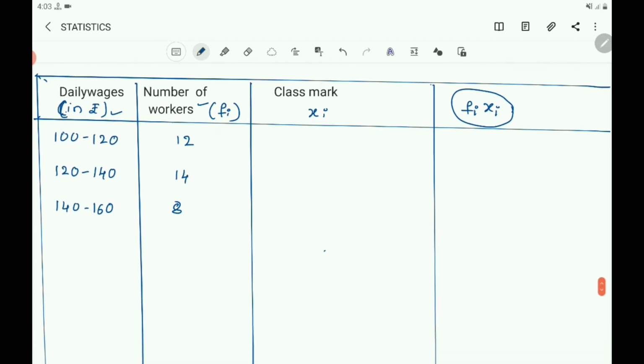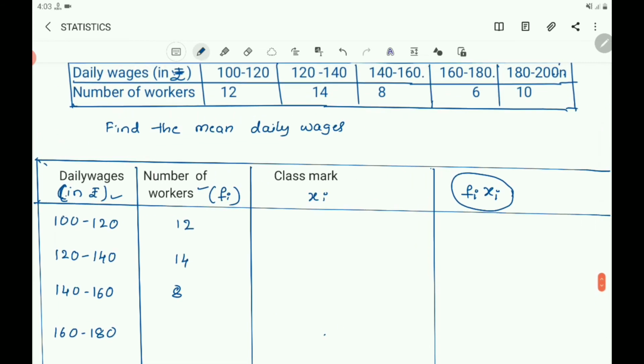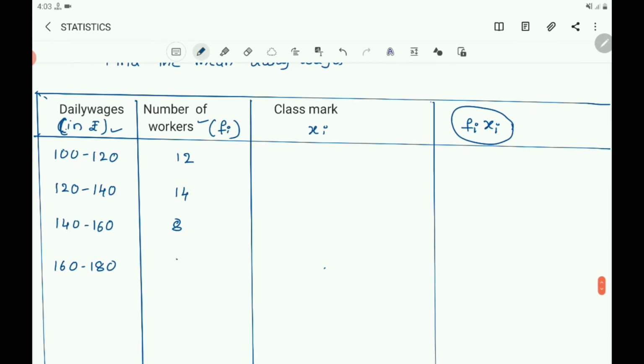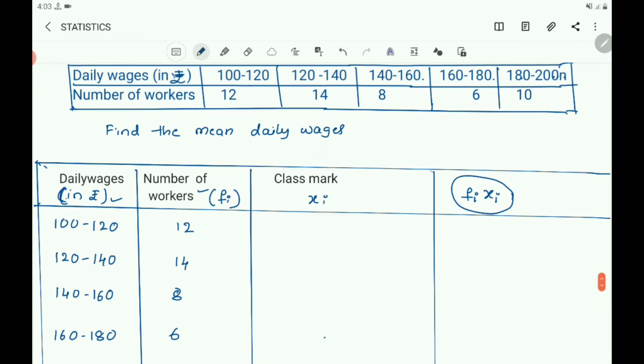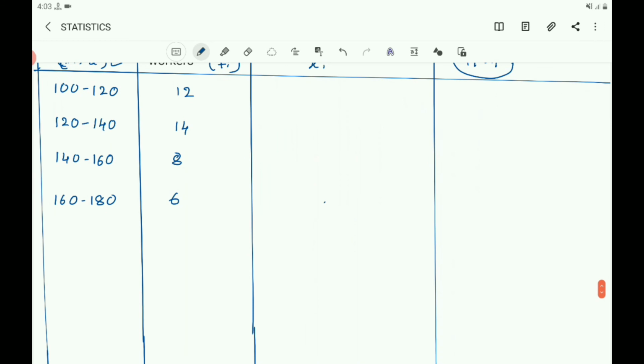160 to 180, 6 workers. And 180 to 200, 10 workers.